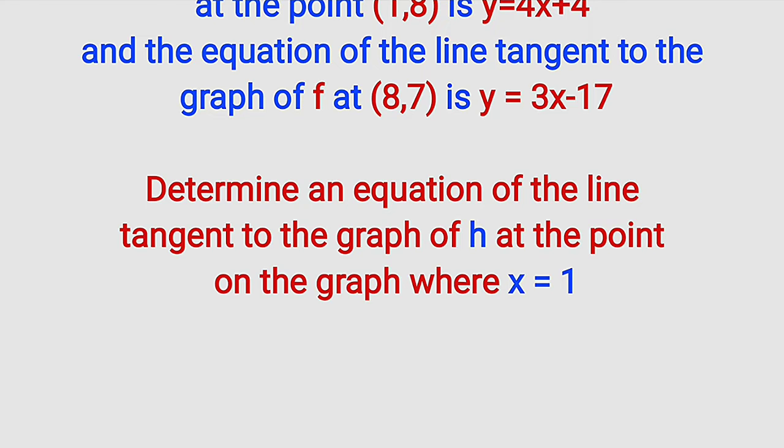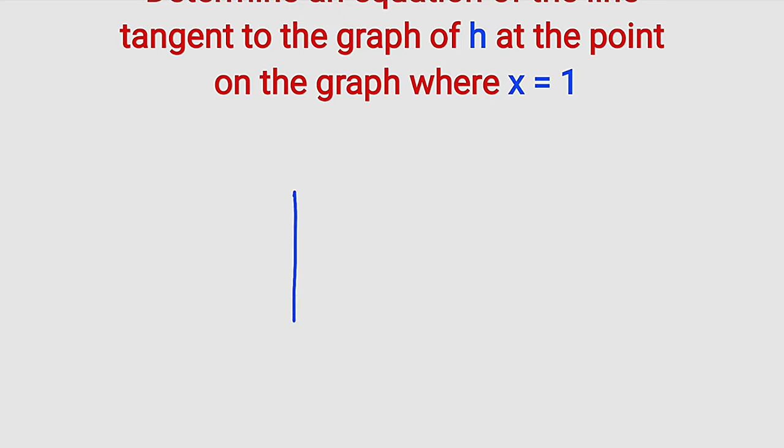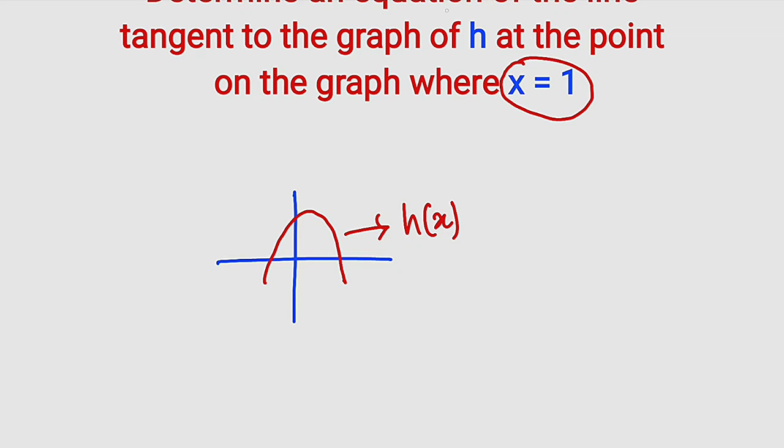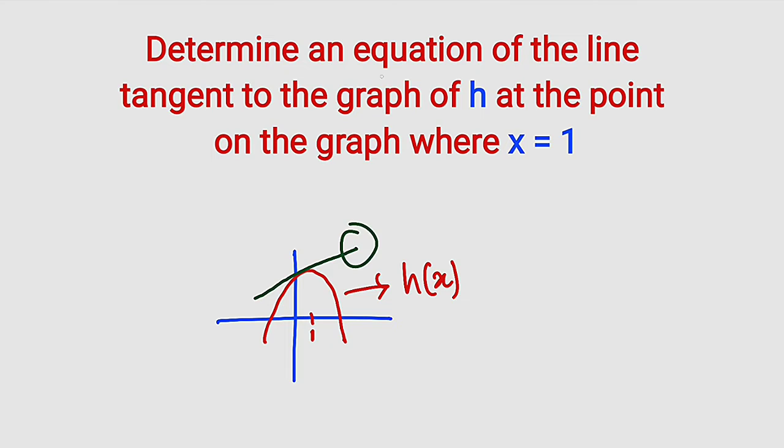Alright, let's get started. I would like to start from the function h. Let's assume we have the graph of h like this, just an example. This is a graph of h of x. You know, a tangent is a line that touches the curve at exactly one point, but in this case, at exactly where x is equal to 1. So suppose we have x equal to 1 here. So we may have a tangent line touching this curve at this point. So we are asked to find the equation of this tangent line.